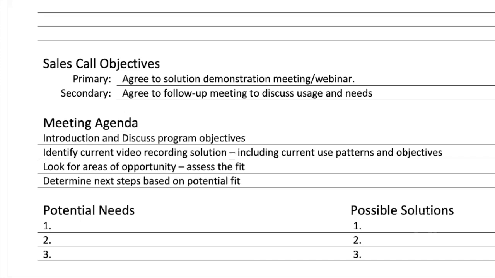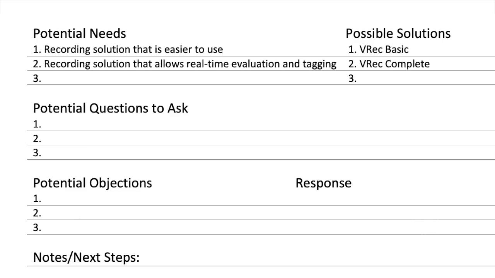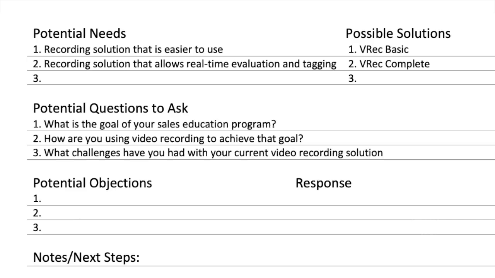Based on what she's learned already, Jennifer determined she might be able to provide Terry a video recording solution that is easier to use and allows for innovative real-time evaluation and tagging. She then jotted down a few critical questions that would help her establish a need for that solution. In later modules, we'll talk more about the types of questions she plans on asking. For now, it's enough to know her questions are strategic and designed to help Terry realize it may be time to make a change.